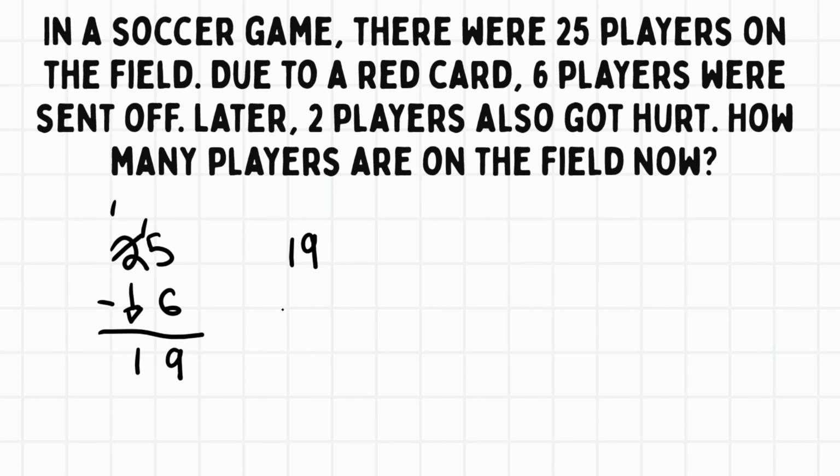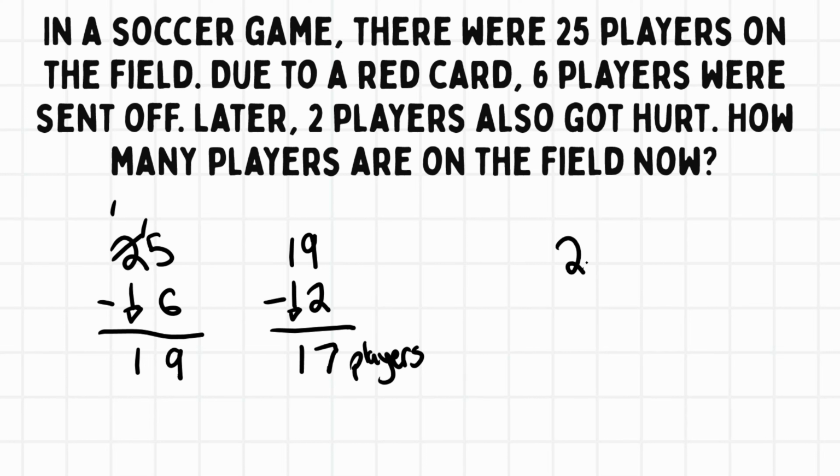So we had 19 players on the field and 2 more players got hurt. So let's calculate the total at the end. 9 minus 2 is 7, and this one carries down to give us 17 players. Now, maybe you can already see it, but there's also a way to do it faster.